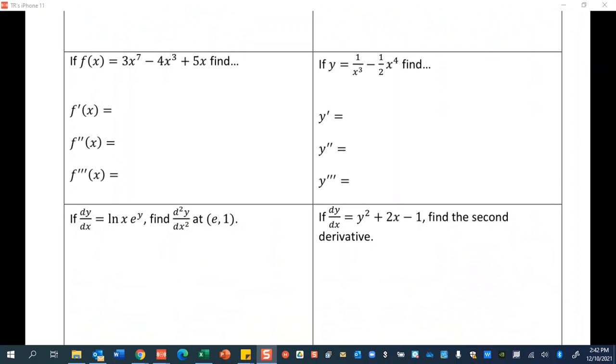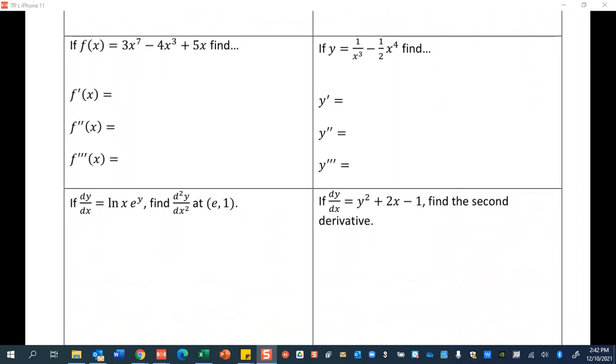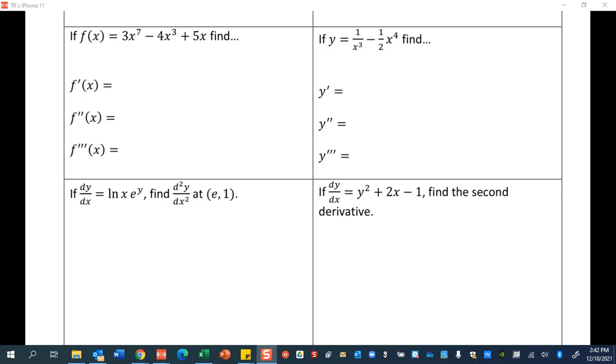Ready? No, 3 derivatives. This one's easy because there are no parentheses. Basically, you're like, woohoo, no parentheses. There's no e's, no logs, no trig, no negative exponents, no radicals. This is a beautiful, fun one.